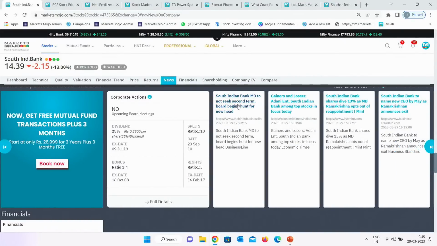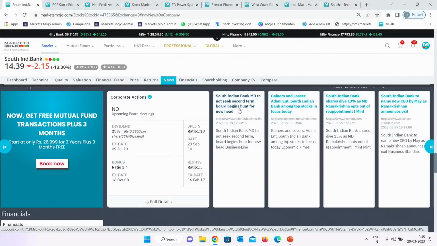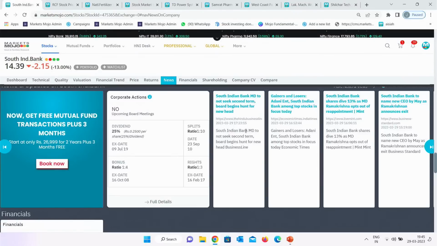Oh, here you get a clear one. So I went to news. South Indian Bank MD does not seek second term. Board begins hunt for a new head. When you begin hunting for a top management or a new head and you don't have clarity, it could be possible the stock actually cracked 13% because of this particular thing.